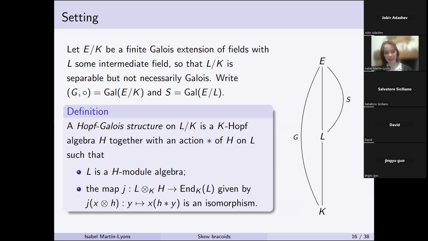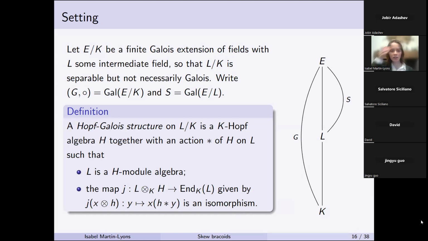A Hopf-Galois structure on L over K is a K-Hopf algebra H, together with an action star of H on L, such that L is an H-module algebra, and the map J from L tensor H to the K-endomorphisms of L, given by J of X tensor H is the map taking Y to X H star Y, is also an isomorphism.